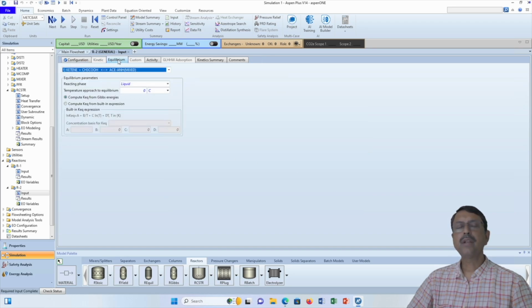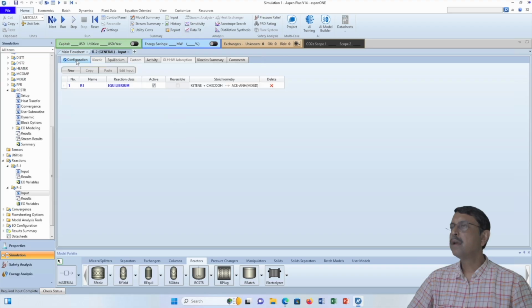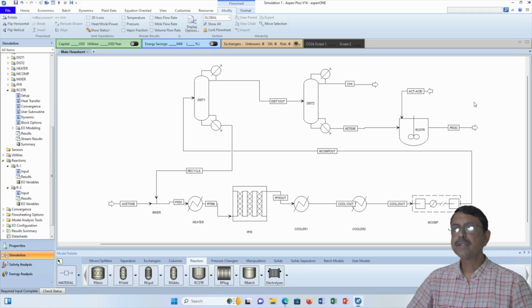Okay. We do not need to specify any particulars in this equilibrium condition because it will compute the K equilibrium from Gibbs free energy. Okay. So that's how the specifications for the entire sheet have been completed. Now the required input is complete.